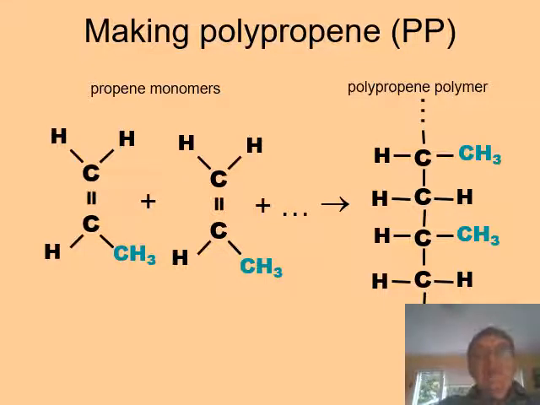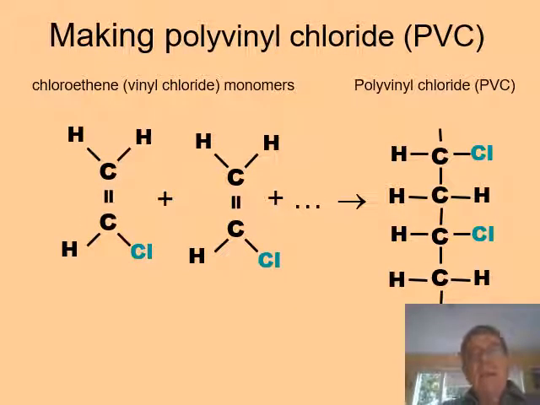Here's another addition polymerization reaction. This time it's propene molecules adding to themselves, making a very, very long chain, this time called polypropylene, polypropene. You can also make PVC this way. You start off with chloroethene, react chloroethene with itself many times. You get the polymer called polyvinyl chloride or PVC.